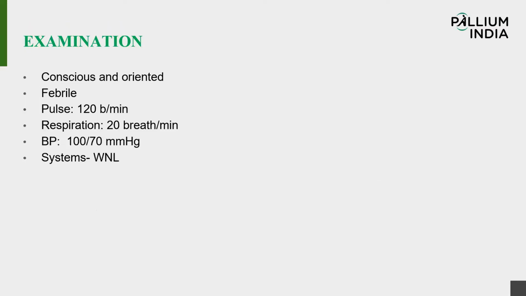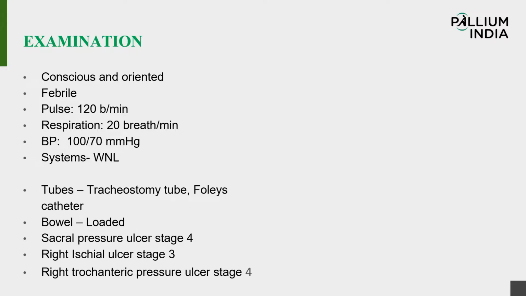So on examination, patient was conscious and oriented. She was febrile, pulse rate was 120 beats per minute, respiratory rate was 20 and BP was 100/70. Other systems were within normal limits. She was on a tracheostomy tube and Foley's catheter. Her bowel was loaded and she also had a sacral pressure ulcer, stage 4, a stage 3 right ischial pressure ulcer, and a stage 4 right trochanteric pressure ulcer.